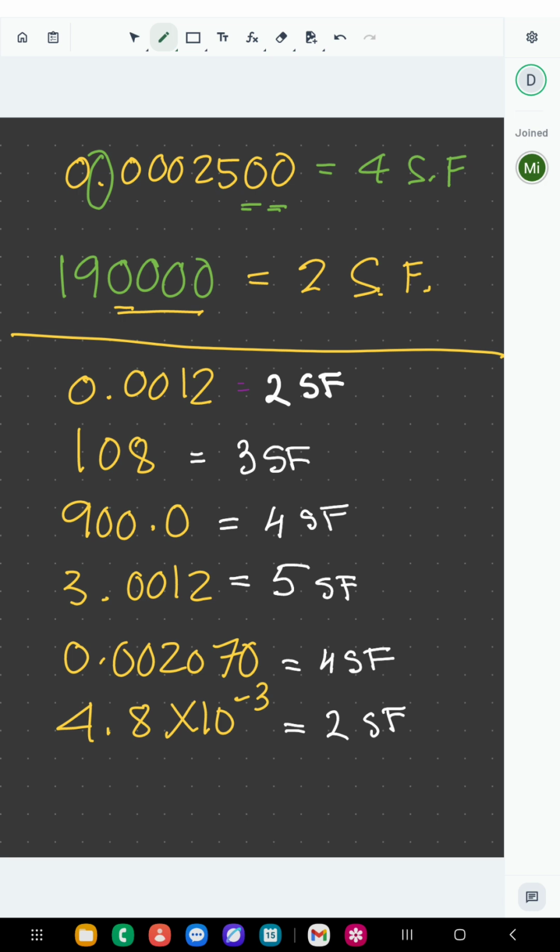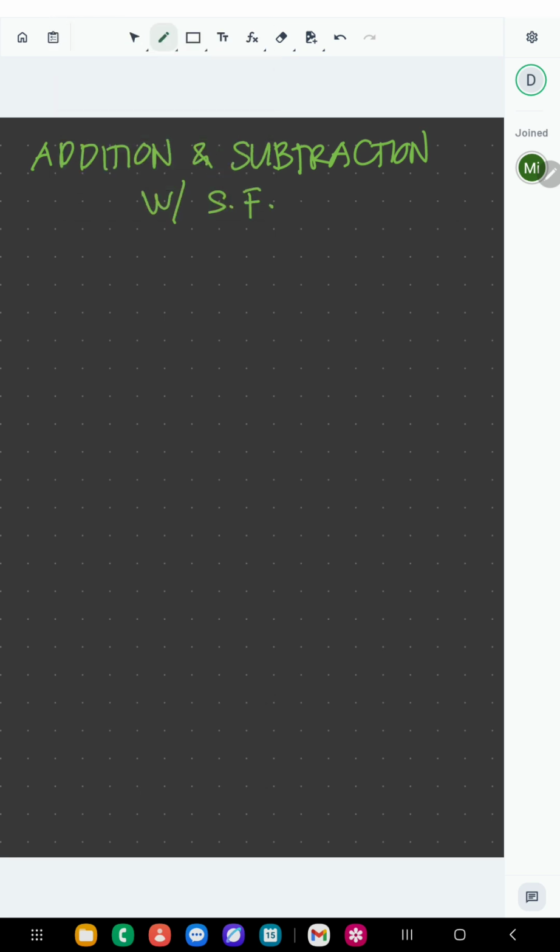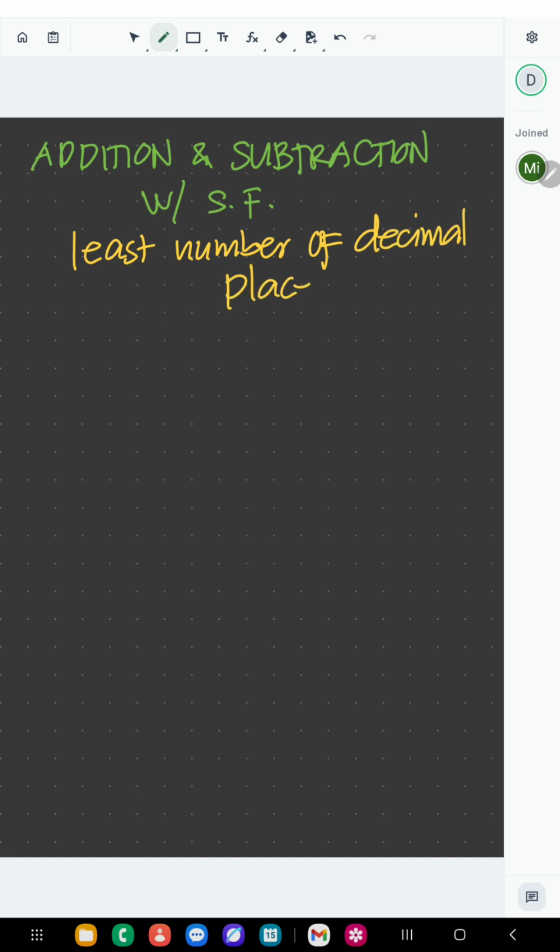Are you ready for the rules in calculating with significant figures? Okay, so let's start with addition and subtraction with significant figures. When adding or subtracting, we round the answer to the least number of decimal places. So you take note of this.